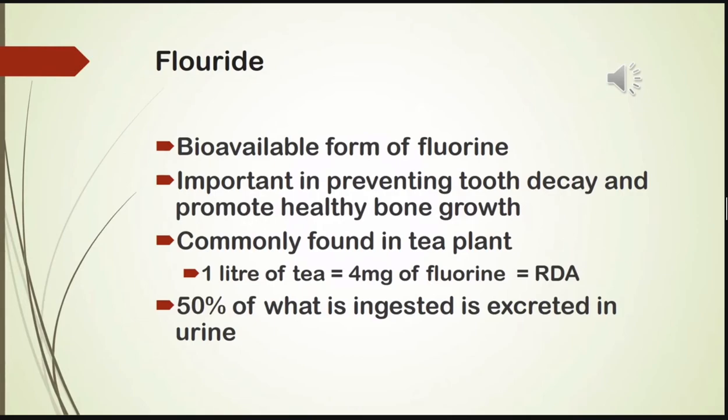It is commonly found in tea plant. It is said that about 1 liter of tea is equal to 4 milligrams of fluorine, which incidentally is the RDA for fluoride. About 50% of what is ingested is excreted in the urine.